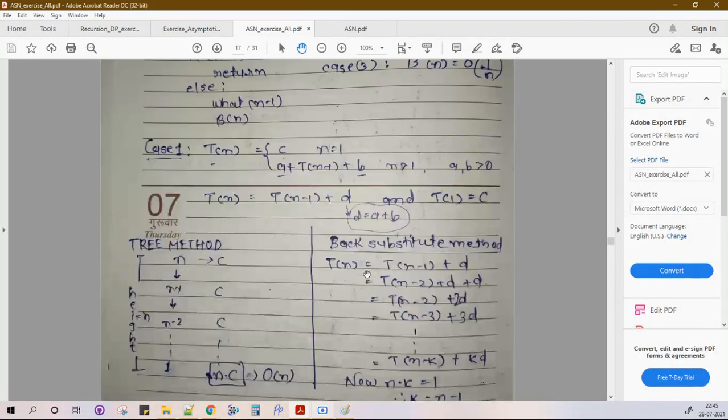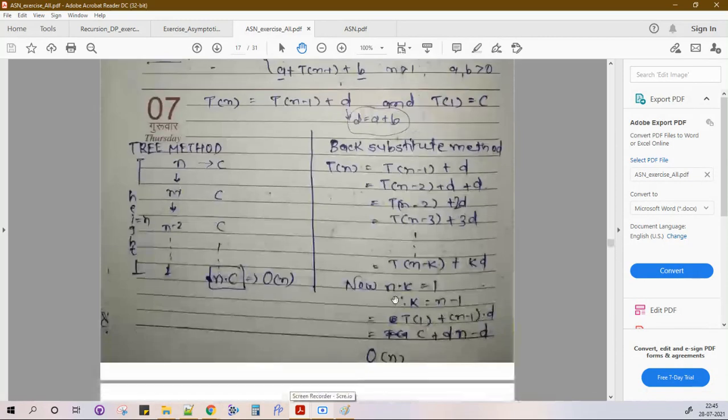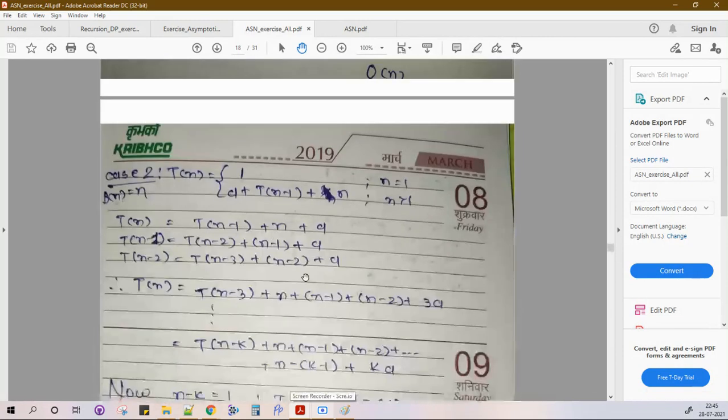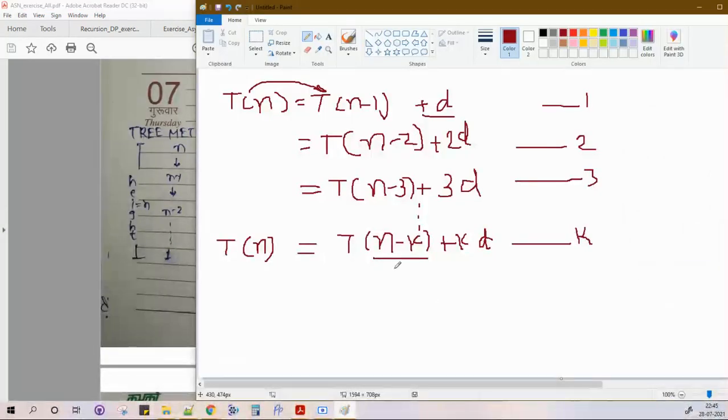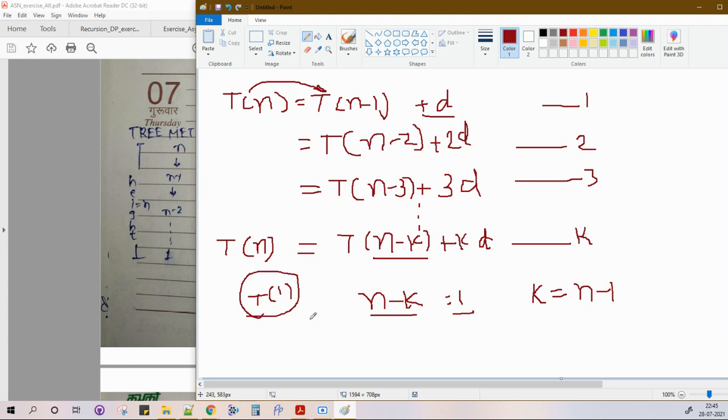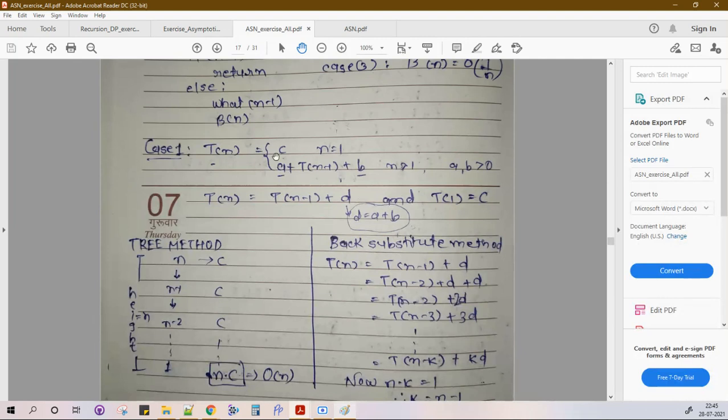Any doubt, guys? Because this is the simplest example I'm taking, then I will directly solve from this exercise, sorry, this notebook. So when will this terminate? When my function call T(n-k) is nothing but T(1), that is n-k equals 1. So what is the value of k I am getting? n-1. Now when n-k equals 1, it is nothing but T(1), and T(1) we already know is order of c. You might ask where it is. Here it is.